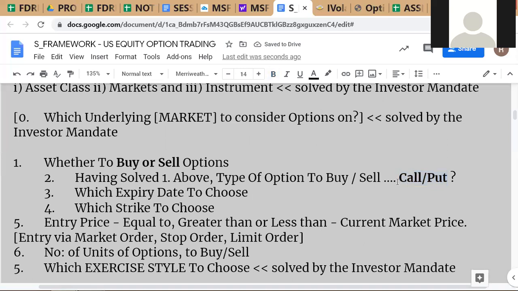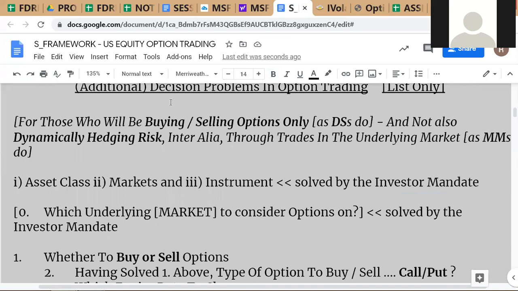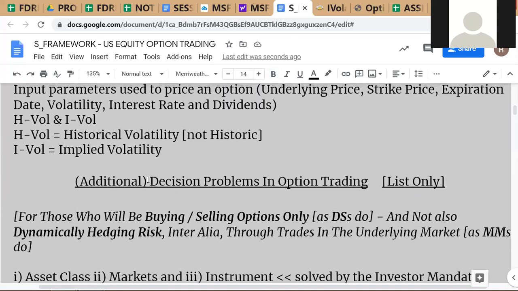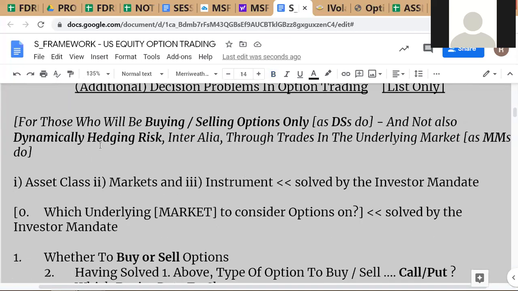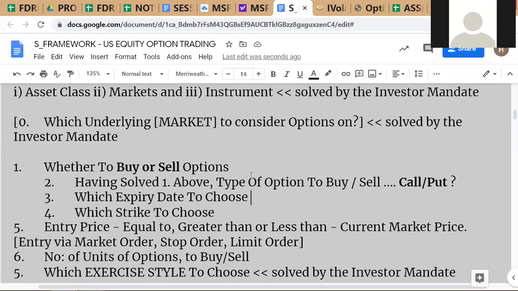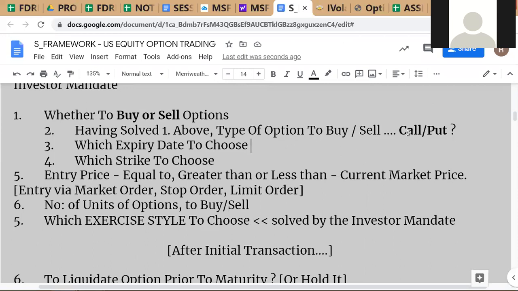So this is where we are talking about additional decision problems in option trading. I've listed out everything from the beginning, and some, you can see, are additional. Now the dealer is going to ask you, do you want to buy a call or a put? So you'll have to decide this. Let's say you decided to buy a call, just for the purpose of discussion, I'm making an arbitrary choice. That is also not completely answering all the questions, it doesn't solve all your DPs. Then the dealer is going to ask you which expiry date.